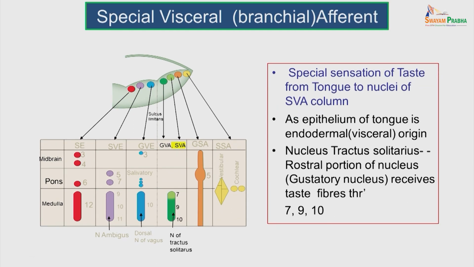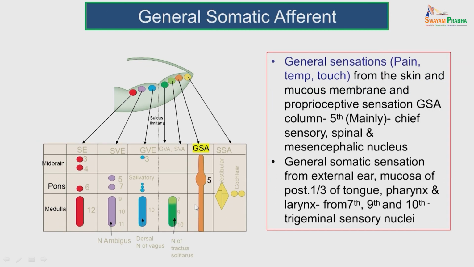Then the special visceral afferent, that is the special sensation of taste from the tongue to the nucleus of the special visceral column. As the epithelium of the tongue is endodermal in origin, it is present in the nucleus tractus solitarius, in the rostral portion, that is the gustatory nucleus, which receives the taste fibers through the 7th, 9th and the 10th: anterior 2/3 from the 7th, posterior 1/3 from the 9th, and the posterior most part from the 10th, that is the vagus. That is the special visceral afferent column.